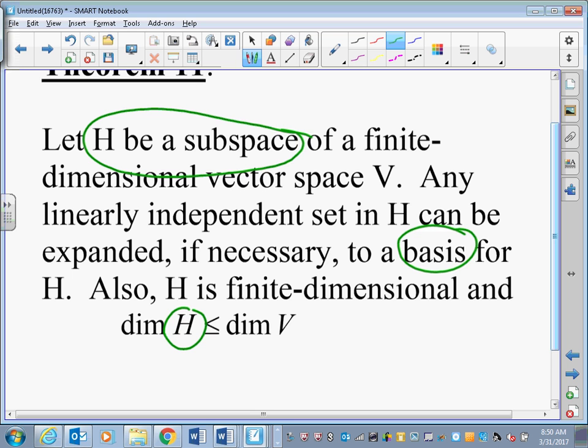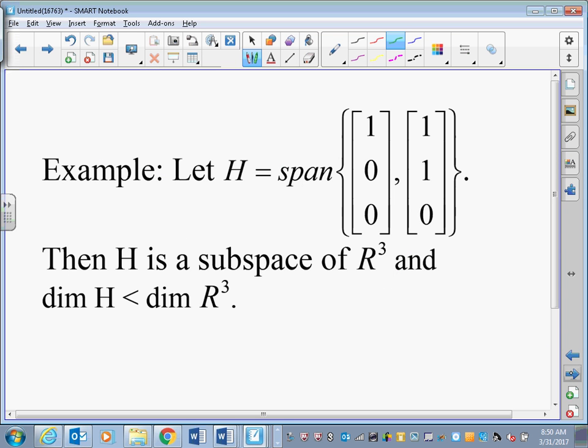But if they are linearly independent, let H span that. H is a subspace of R3. Are we good with that? And what's the dimension of H? 2. We just have to be able to count in this one. This is just really easy. 2 is less than 3. That's all that's saying. The dimension of R3 is 3. Okay?